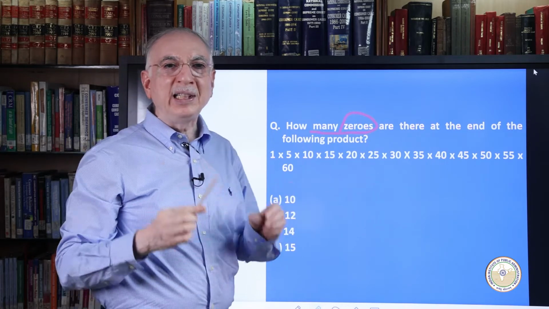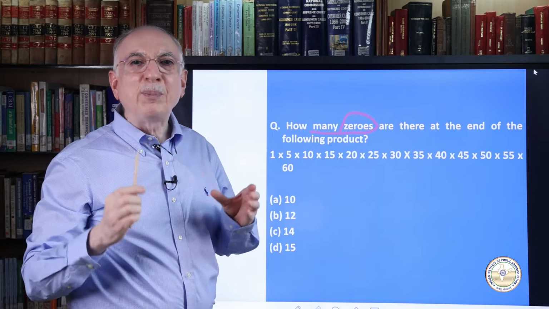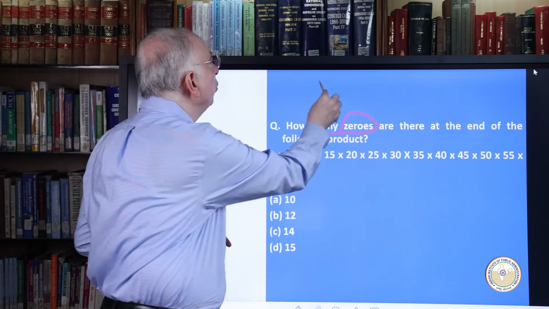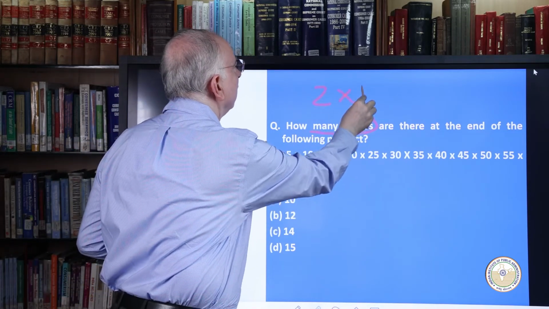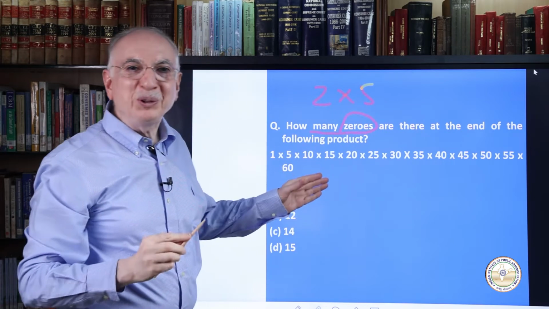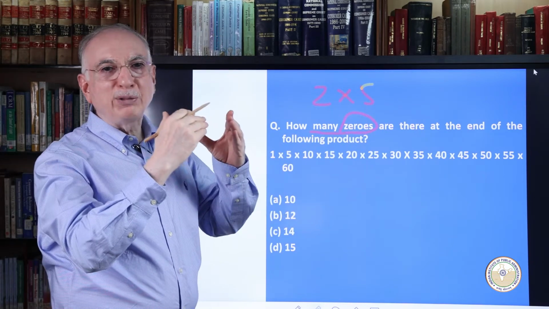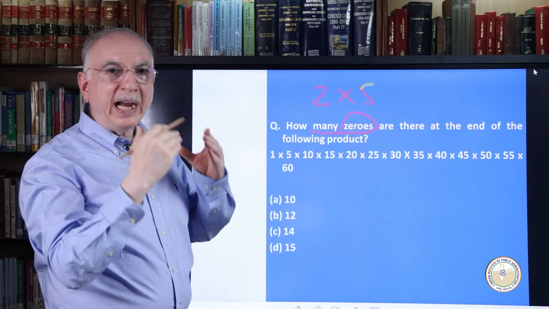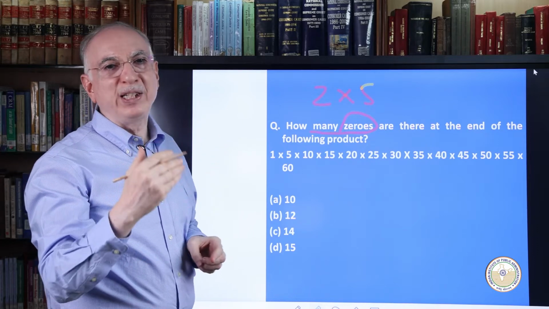The trick lies in this: a 0 at the end means a multiple of 10. That means 2 into 5. So we have to see the minimum of the count of 2s or 5s. That will determine how many 0s will be there.